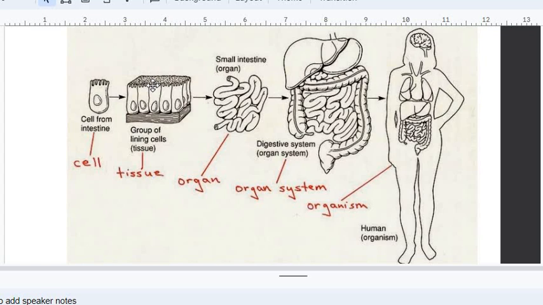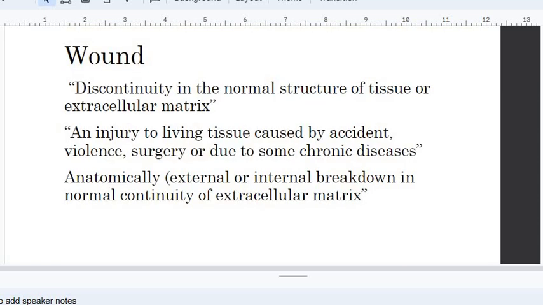Because in the skin, the epidermis, the top layer of the skin, is made up of epithelial tissue. So whenever there is any injury, like a simple cut of a knife to the epidermis of the skin, the epithelial tissue gets damaged, and then there is damage to the extracellular matrix. So this is the basic definition of a wound: discontinuity in the normal structure of the tissue or extracellular matrix. And in another definition, an injury to the living tissue.